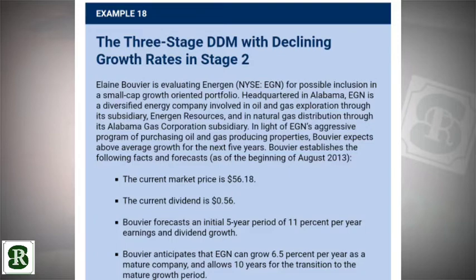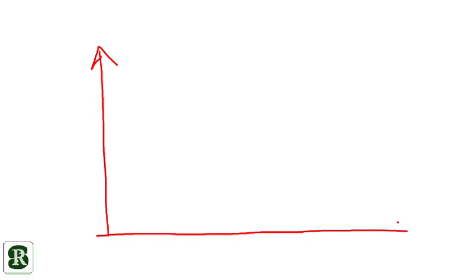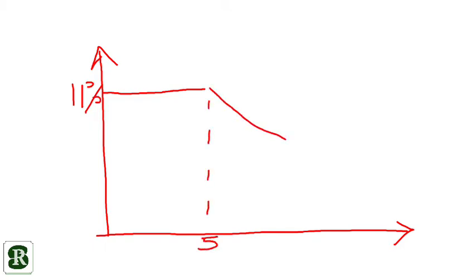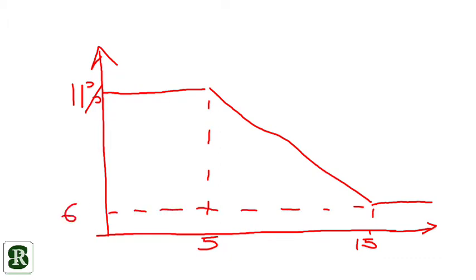So in the next 5 years, growth rate is estimated at 11%. And of course, subsequently, the analysts anticipate that the company's earnings and dividend growth will grow at 6.5% per year when the company attains maturity. And we are told that it will take the next 10 years, that's after our forecasted dividend in year 5, it will take another 10 years for this company to transit to becoming a mature company.